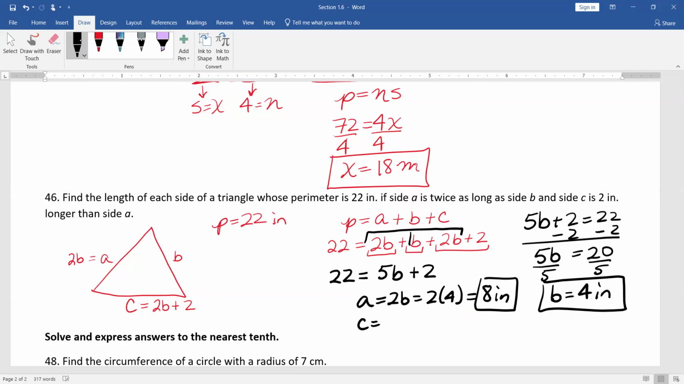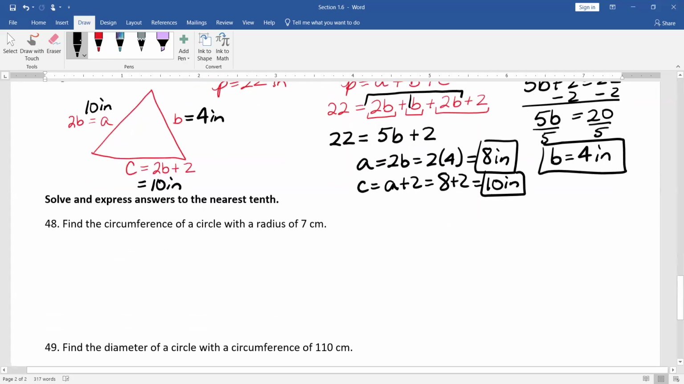And C is A plus 2. That's 8 plus 2. So there's A, B, and C. So C is 10 inches. B is 4 inches. Obviously not to scale. And A is 8. We're done.